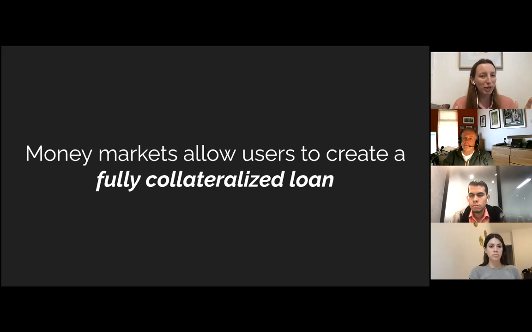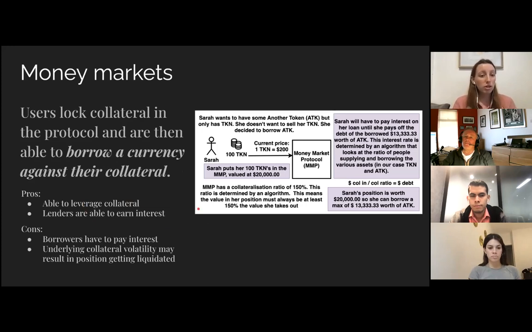So it's a little bit of a weird concept in the traditional sense, but it works quite well in the DeFi sense. So users lock their collateral in the protocol and they're then able to borrow another currency against their collateral. The reason this works so well in DeFi is because a lot of tokens are very volatile, and then we have stable tokens. So if you have a lot of ETH, you might want to borrow a stable token so you can spend it without spending your ETH, which might go up in value or down in value quite dramatically.